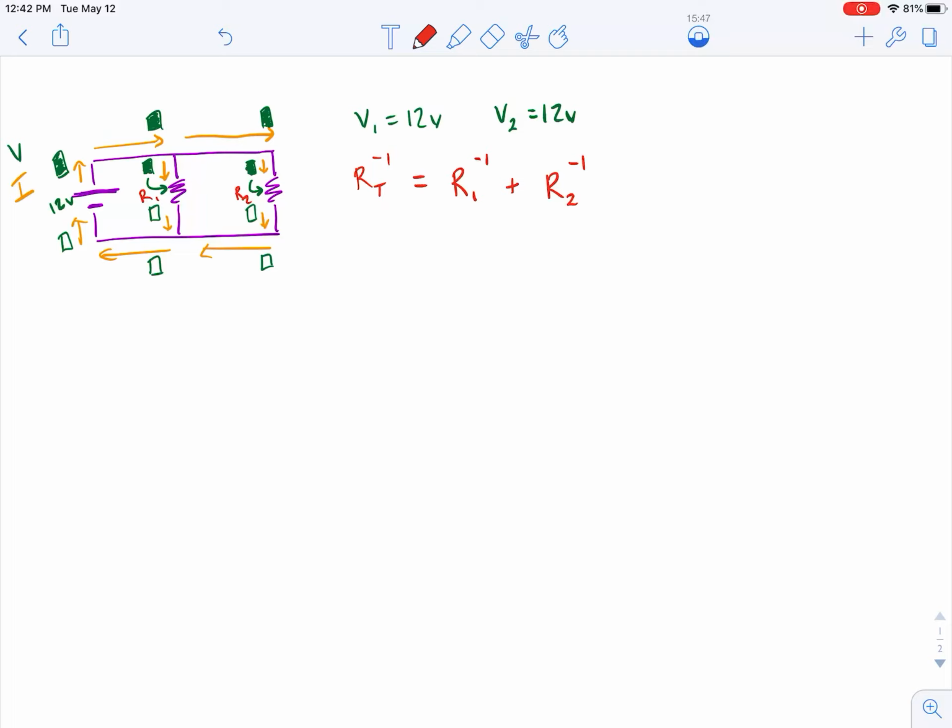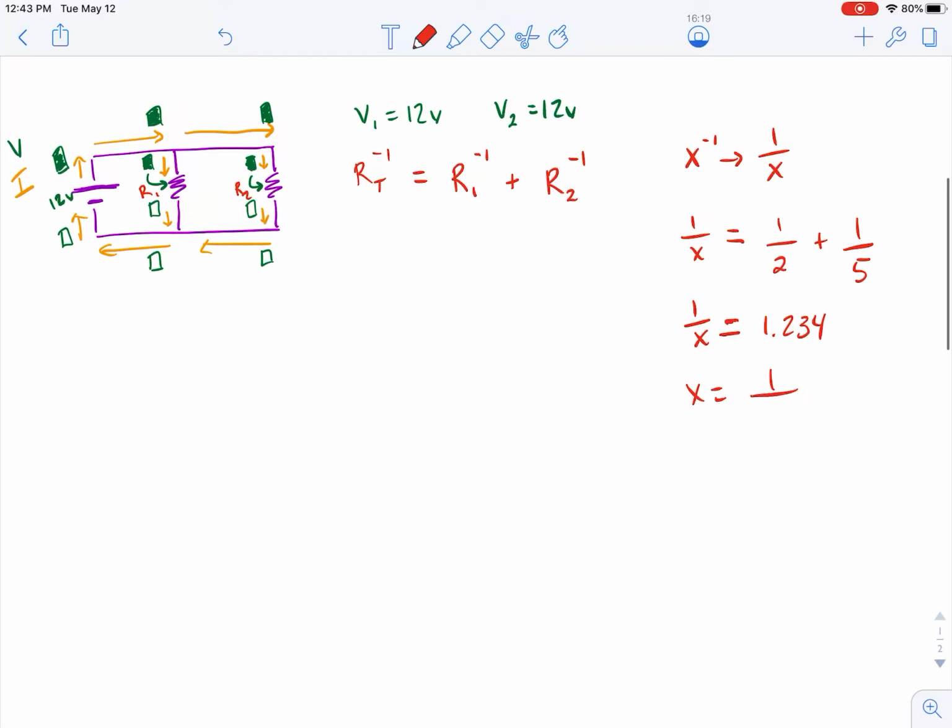Now we'll do a quick little algebra review. Anything raised to the -1 power is the same as 1 over x. So whenever you get ready to do your math work over here, this is essentially 1 over x equals, and then you would have 1 over whatever those values are. We would never leave our final answer as 1 over x, right? I'll make up an answer over here, 1.234. We would never leave our answer as 1 over x. We would have to take that and flip it, right? So x would be equal to 1 over 1.234.